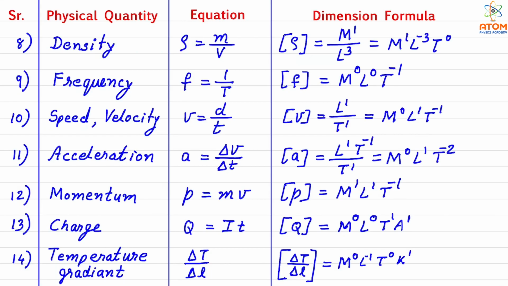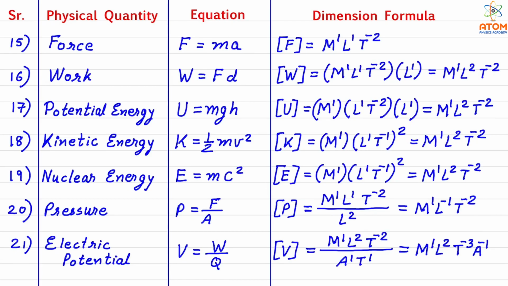Here for temperature gradient, it is delta T upon delta L. Temperature gradient is change of temperature per unit length. That's why it is just denoted by delta T upon delta L. So the dimension formula will be, see, delta T is change of temperature here, mind well, it is change of temperature. So for change of temperature or temperature we have to put K1, and for length this is L raised to minus 1. So the dimension formula becomes M0 L^-1 T0 K1. Let us move forward.